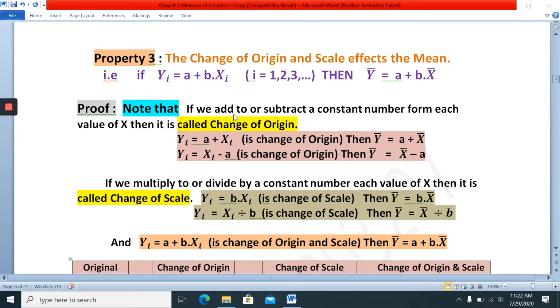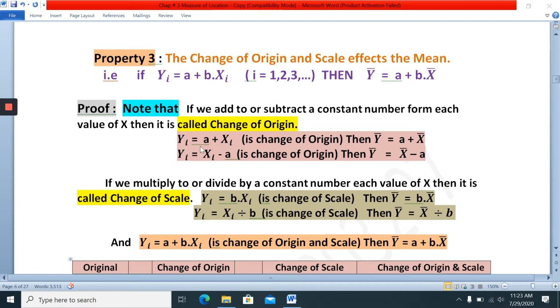So let's start with individual change of origin, then change of scale individually. We will study first. Proof: if we add or subtract a constant number from each value of x, then it is called change of origin. What is change of origin? Change of origin is when you add something to x, or if you just subtract something from x. Change of origin is just adding a constant number to x.